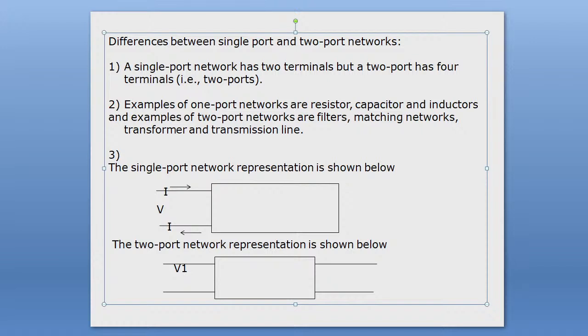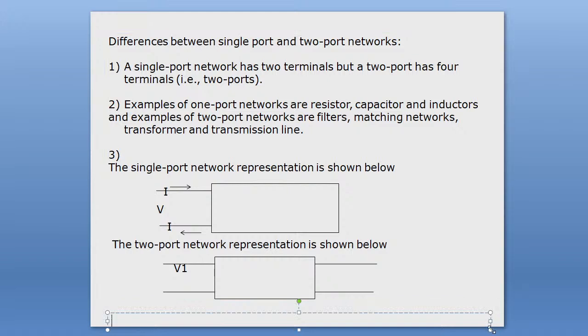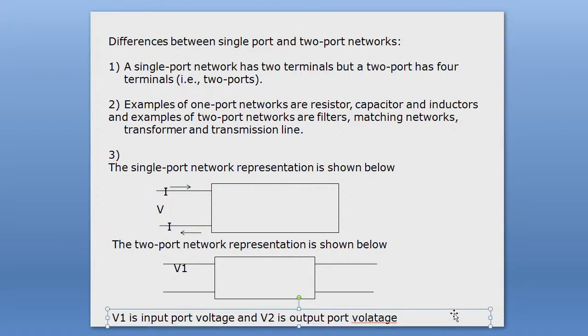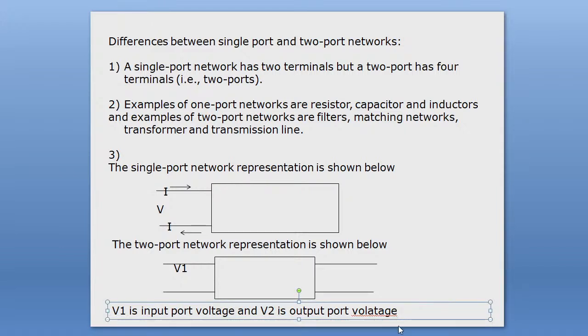For a two port network, V1 is the input port voltage and V2 is the output port voltage. Okay, and you consider I1 current is the input current and I2 current is the output current.